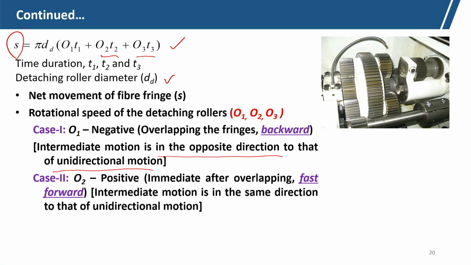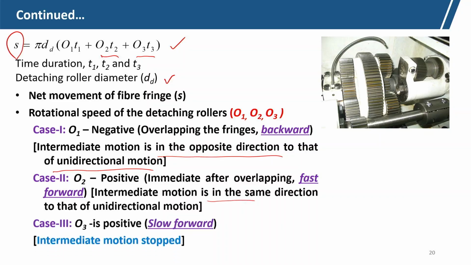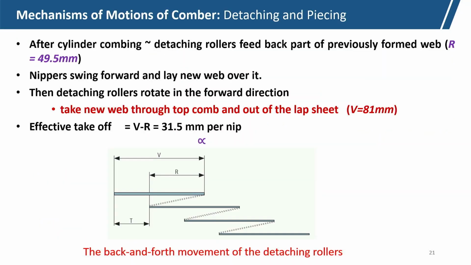So, that is a fast forward. Intermittent motion is in the same direction as the unidirectional motion. Case 3 is that the intermittent motion is stopped. So, that is, it is not moving, that is 0, and there will be slow forward motion. So, these 3 motions will be there, as we have already discussed.